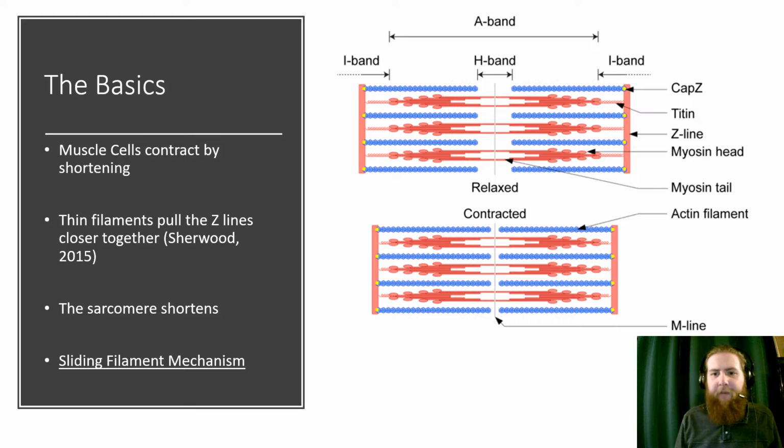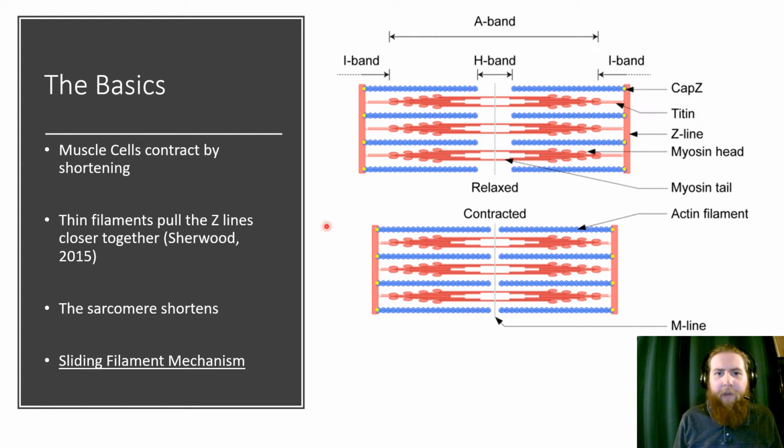So the basics, some real quick stuff about muscles. Muscle cells are responsible for movement in the human body, and they accomplish this by contracting, by shortening. We have thin filaments that are going to pull these Z lines here on the outside. And what happens is as those get pulled in, they contract and they shorten so that the space in the middle here is taken away. This is pulled in together.